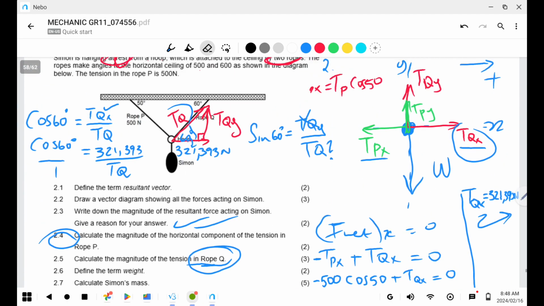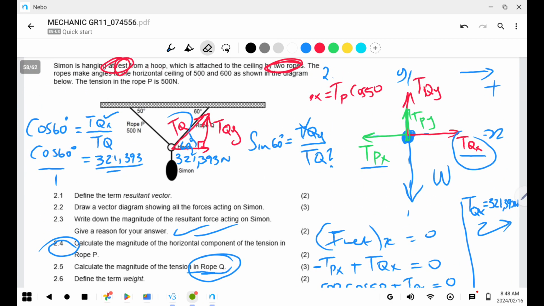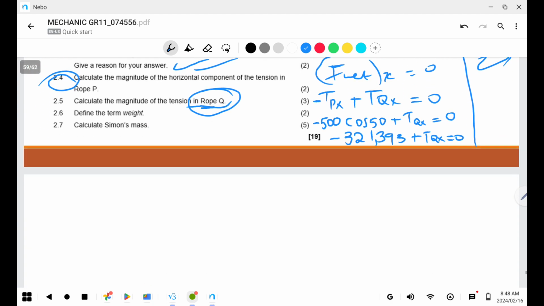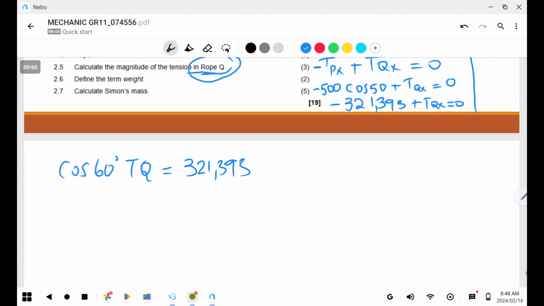No, I'm cross multiplying, right? This is this multiplied by that. Okay, let me redo it. So we have cosine of 60 degrees multiplied by TQ being equal to 321,393. Then you can divide both sides by cosine of 60.